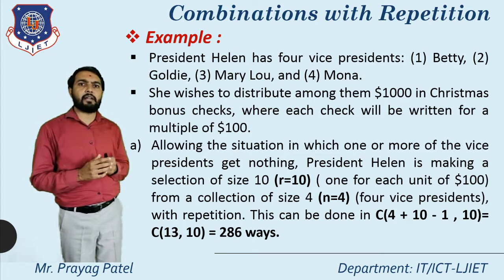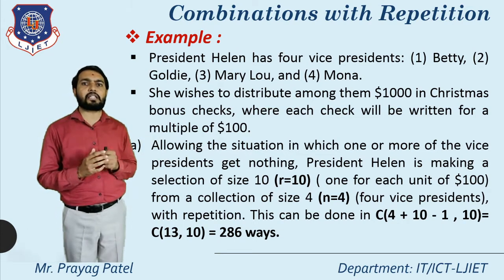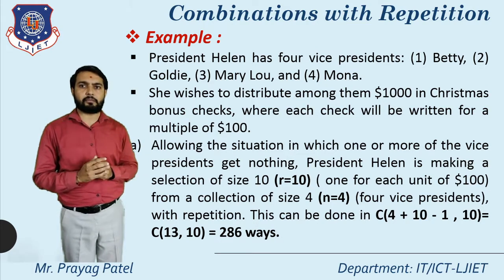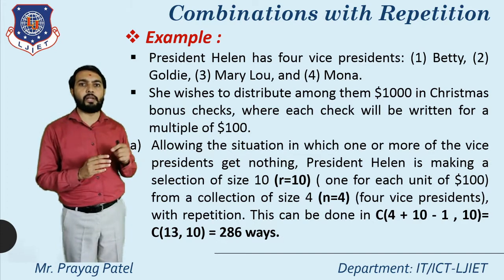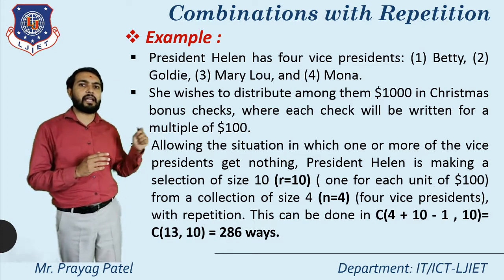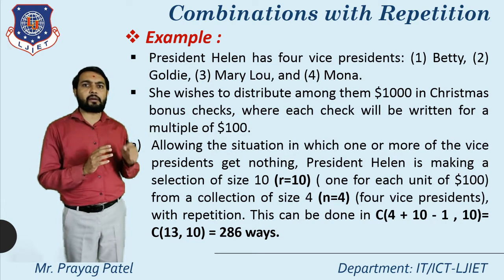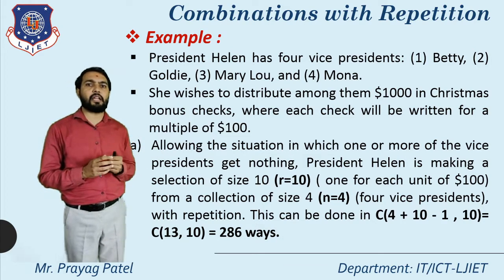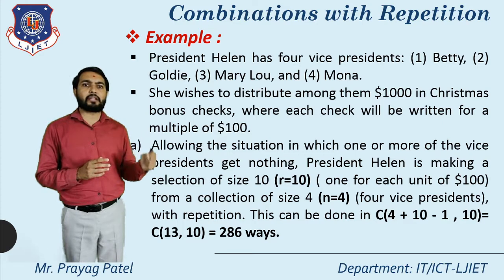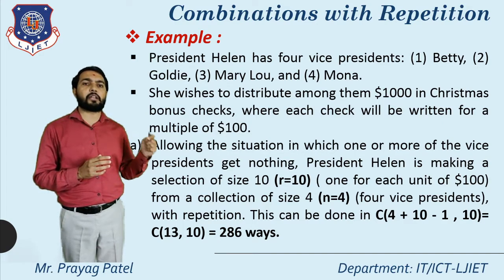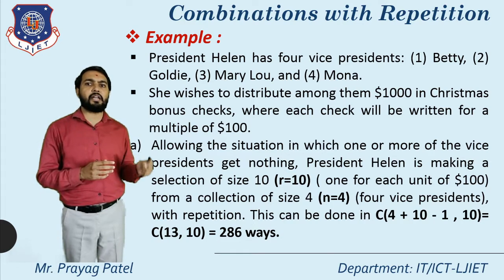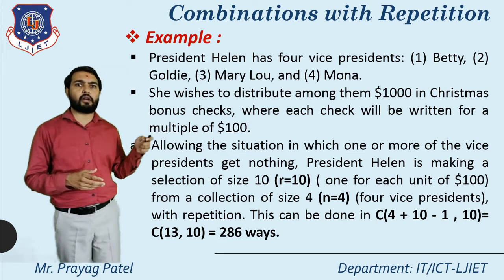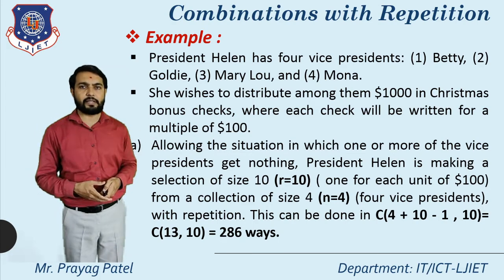Like this, here President Helen is making a selection of size 10, that means R equal to 10, because 1000 divided by 100 equal to 10, from a collection of size 4, means N equal to 4, for vice president. 10 checks available, that means R equal to 10. Now with repetition we can find the different combinations as C of N plus R minus 1, R, that means C of 4 plus 10 minus 1, 10, which is C of 13, 10, equal to 286 ways. So here we have 286 different ways of giving these checks to the vice presidents.